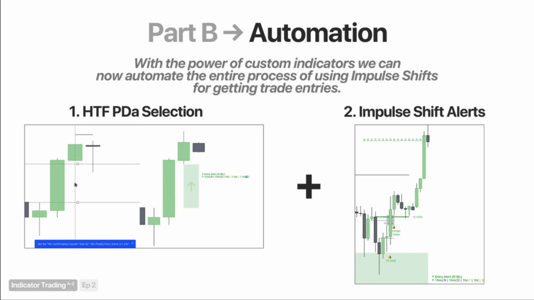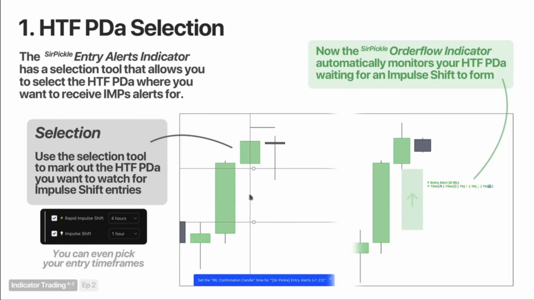Now let's get into the automation side of things. So with the power of custom indicators, we have automated the entire process of using impulse shifts for getting trade entries. So it begins with higher time frame PD array selection. So the entry alert indicator has a selection tool that allows you to select the higher time frame PD array where you actually want to receive your impulse shifts alert for. So all you would do is use the selection tool to mark out the higher time frame PD array you want to watch for your impulse shift.